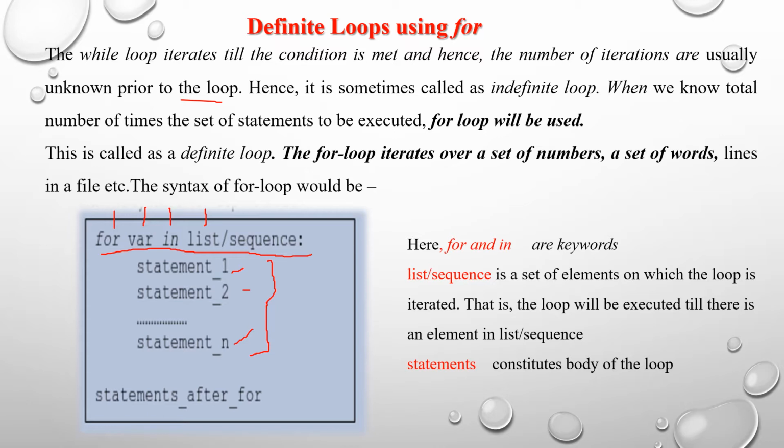Statement 1, statement 2 and statement n are the for loop block, and the statements after that continue the body of the program. Here for and in are the keywords. The list or sequence is a set of elements on which the loop is iterated. That is, the loop will be executed as long as there is an element in the list or sequence.